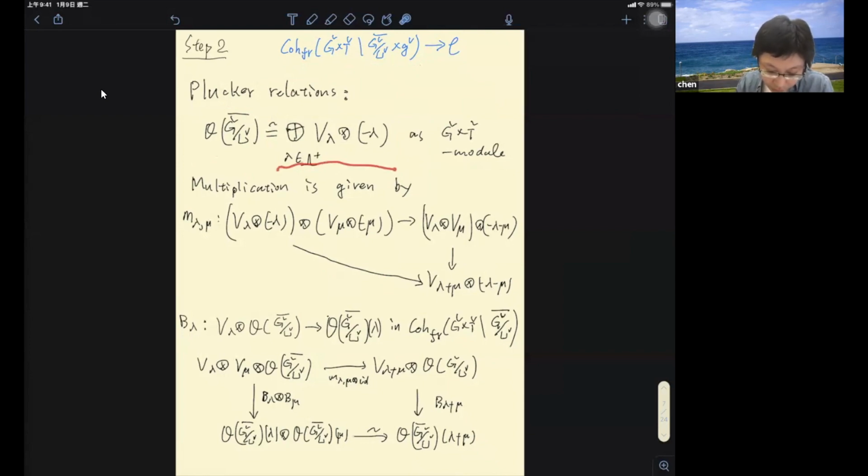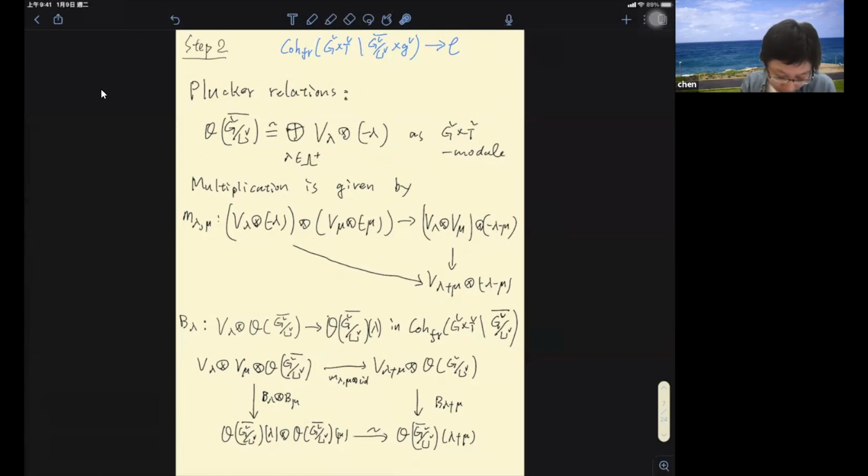Here V lambda is the irreducible representation of highest weight lambda, and minus lambda is the inverse of the representation. Recall that lambda can be identified with a character of T check, and this is the inverse. The isomorphism here basically follows from the Peter-Weyl theorem. And then we have the multiplication map, which sends this direct summand times this direct summand to here. This is induced by the canonical map from V lambda tensor V mu to V lambda plus mu.